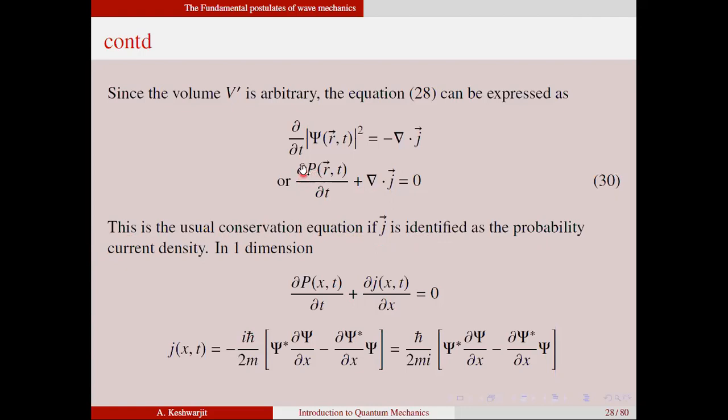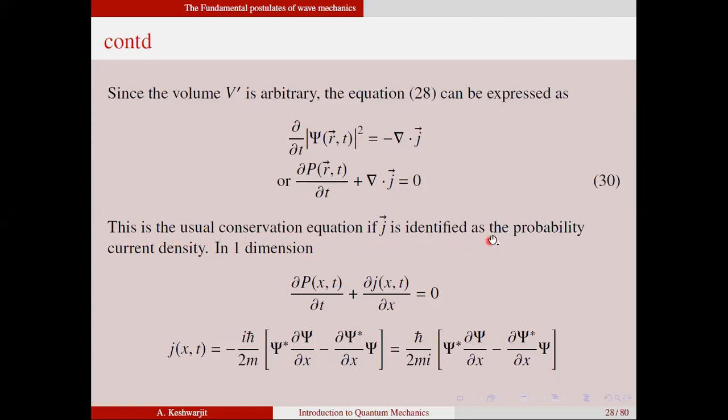You have a similar equation for electrodynamics and a similar equation for fluid dynamics. In electrodynamics, this P will be rho, that is the charge density. This J will be the current density J. Instead of probability density, you will have charge density, and instead of probability current density, you will have simply current density in electrodynamics. This equation is called the equation of continuity. In fluid mechanics, we also have a similar equation of continuity, and in quantum mechanics, we also have this equation of continuity. And this is the usual conservation equation.